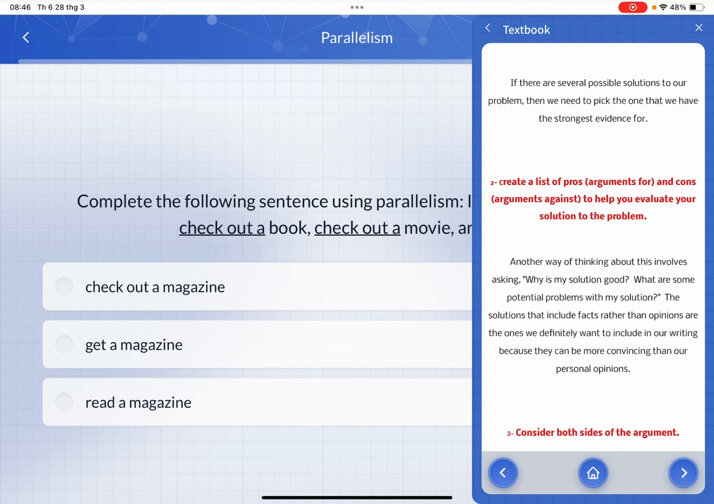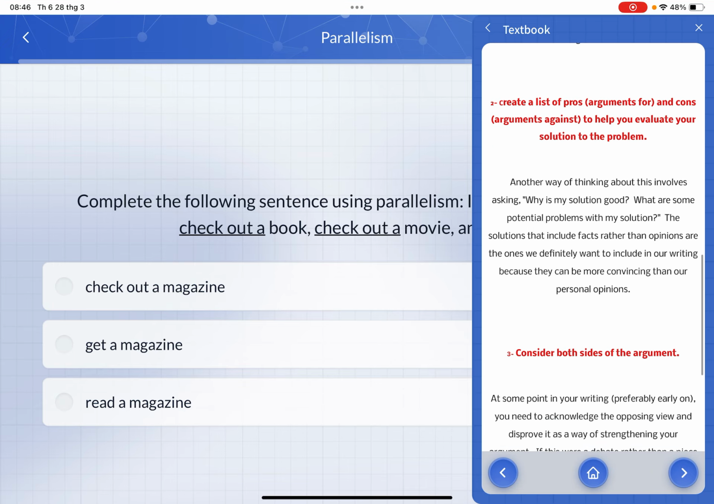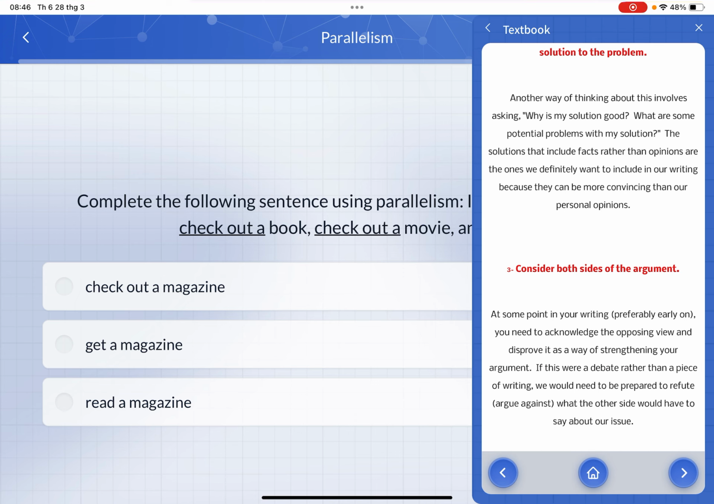This can help us to evaluate our solution to the problem. Another way of thinking about this involves asking ourselves: why is my solution good? What are some potential problems with the solution? The solutions that include facts rather than opinion are the ones we definitely want to include in our writing, because they can be more convincing than our personal opinion.